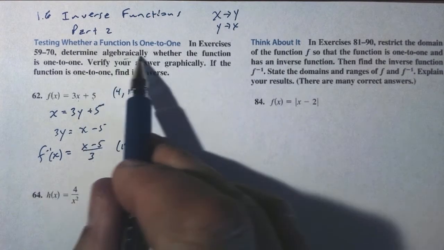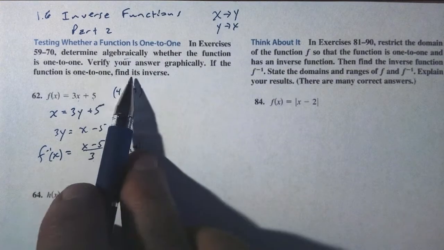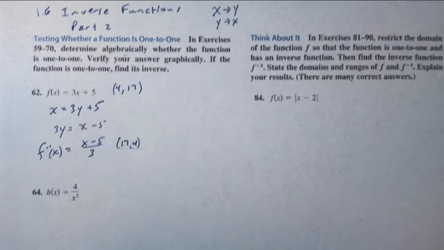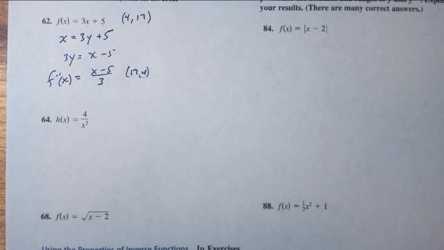So determine algebraically whether the function is one-to-one. Verify your answer graphically. If the function is one-to-one, find its inverse. We did. Okay, so you might say, well, we can always find an inverse function then. Let's take a look. Here's 64.